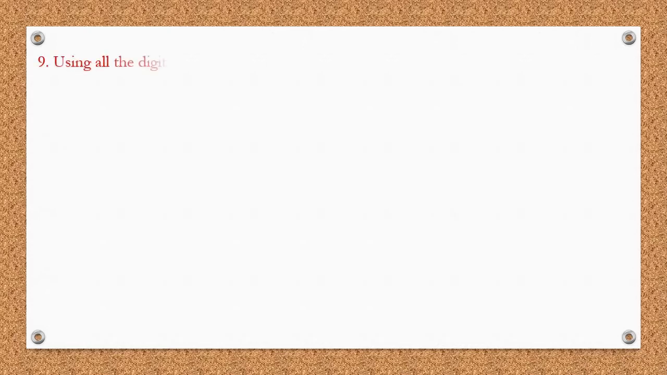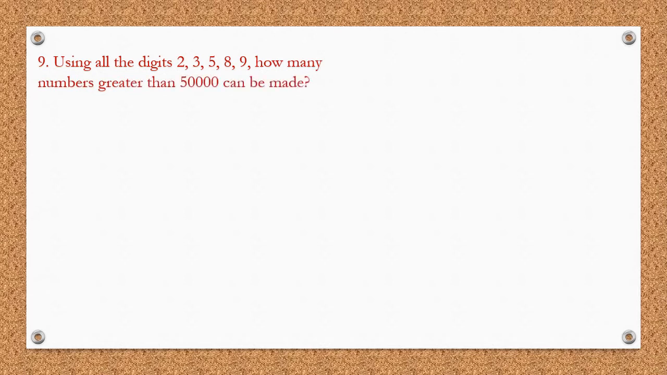So question number 9: using all the digits 2, 3, 5, 8, 9, how many numbers greater than 50,000 can be made? The question here is that I have to use the numbers 2, 3, 5, 8, 9 and arrange them such that the answers are greater than 50,000. Now the most important place here is the first place. That means if I want to create numbers greater than 50,000, the value at the first place should be greater than or equal to 5.